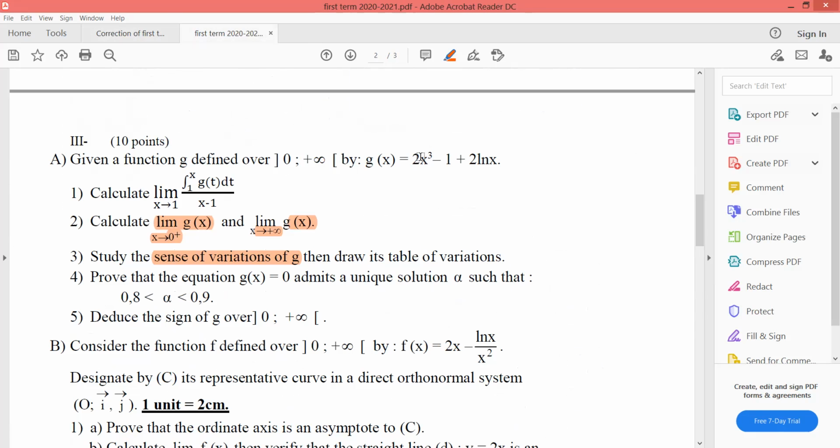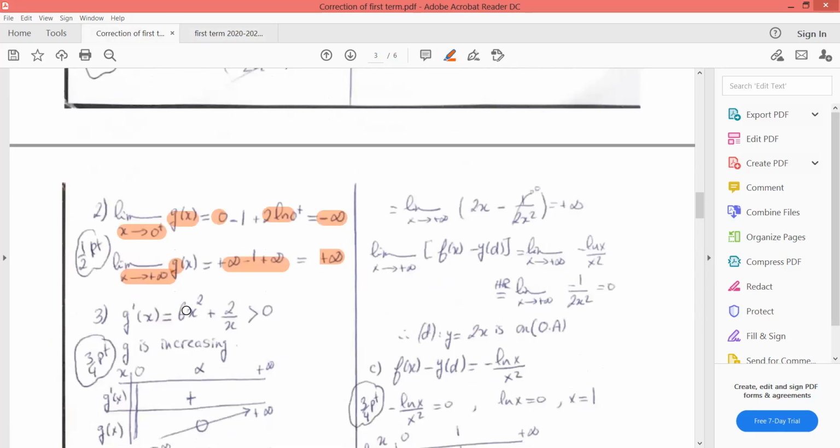So g of x equals 2x cubed plus 2 ln x, minus 1. The derivative of 2x cubed is 6x squared, and the derivative of 2 ln x is 2 over x. So g prime of x equals 6x squared plus 2 over x, which is positive because x is positive here. 2 over x is positive, and 6x squared is positive. So g is strictly increasing.